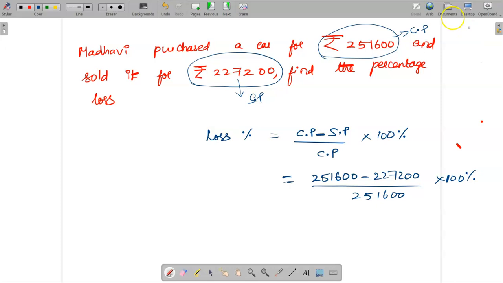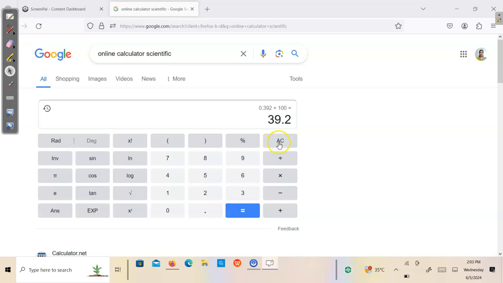Use a calculator and find out your value. 251600 minus 227200 is your numerator value, 24400, divided by 251600, into 100 percentage. So 9.69 percentage is the loss.